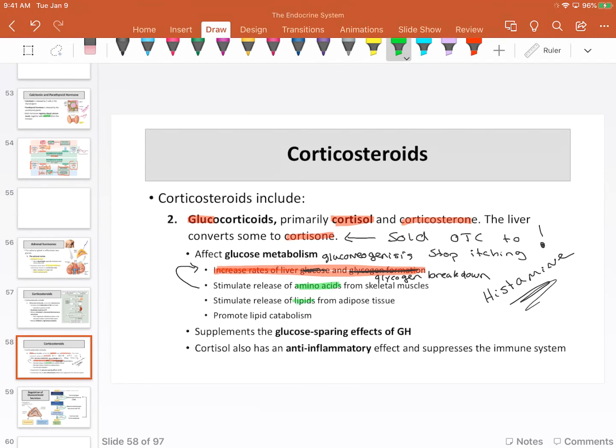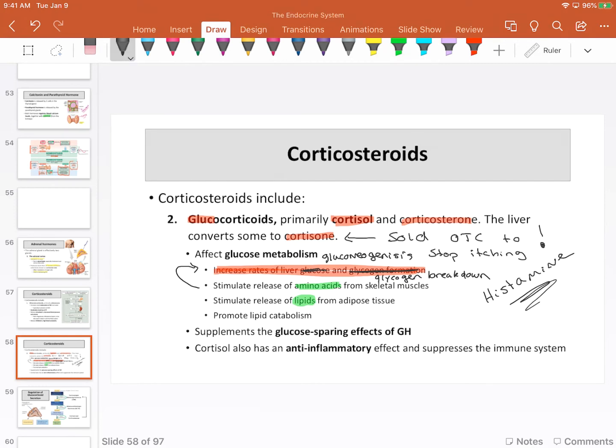Are you noticing a trend here? Didn't we just talk about this with growth hormone? Look, they work together. Sometimes, if they're both present in the blood, we're going to have more glucose present in our bloodstream. But even if we just have glucocorticoids, we will have more glucose in our blood.